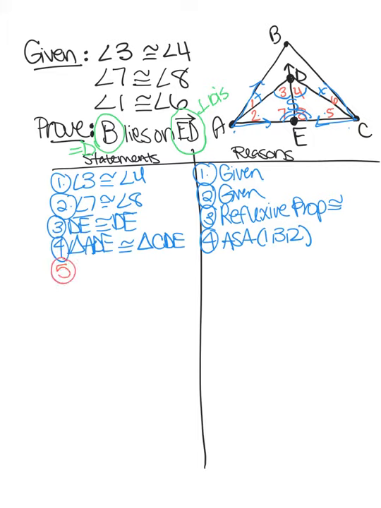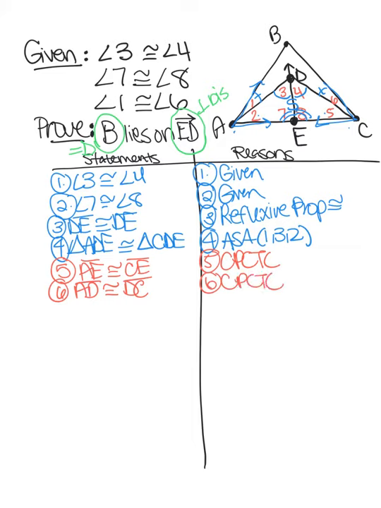I think I'll start with proving that ED is the perpendicular bisector. So I need 2 points equidistant from the endpoints. I can get E equidistant by stating that AE is congruent to CE by CPCTC. Similarly, AD is congruent to DC by CPCTC. So step 5 shows that E is equidistant from A and C.